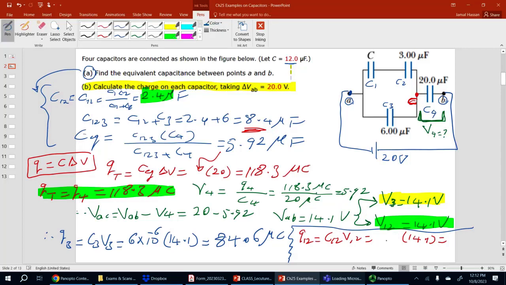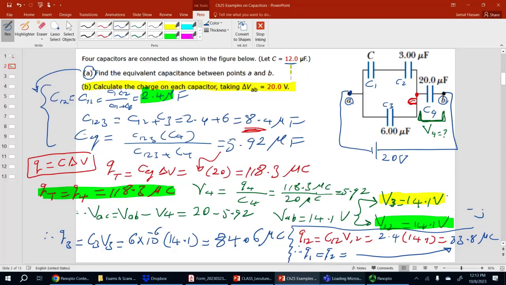It's 2.4. Okay. Now 2.4 times 14.1, 33.8. So this is equal to 33.8 microcoulomb. But remember, C1 and C2 are in series. That means Q1 equals Q2 and is equal to this number. Okay? That should be the final answer.